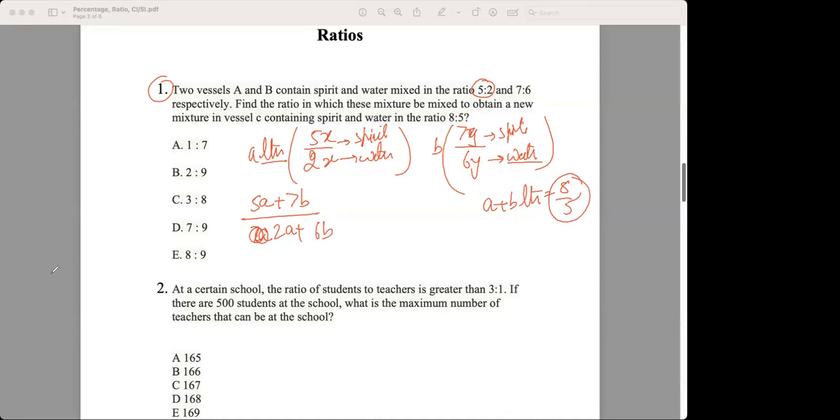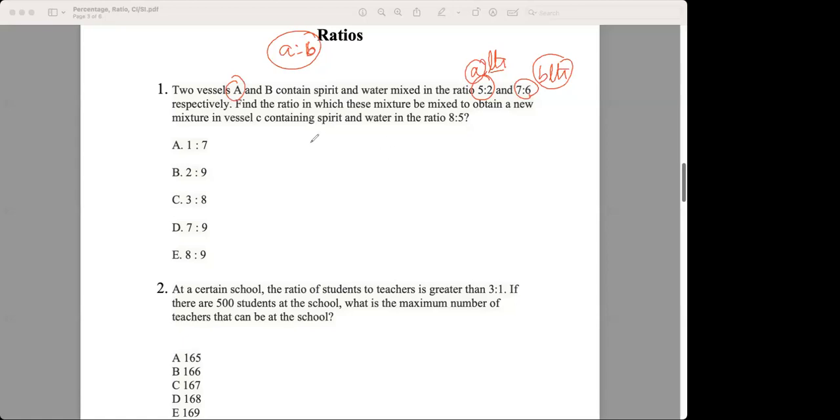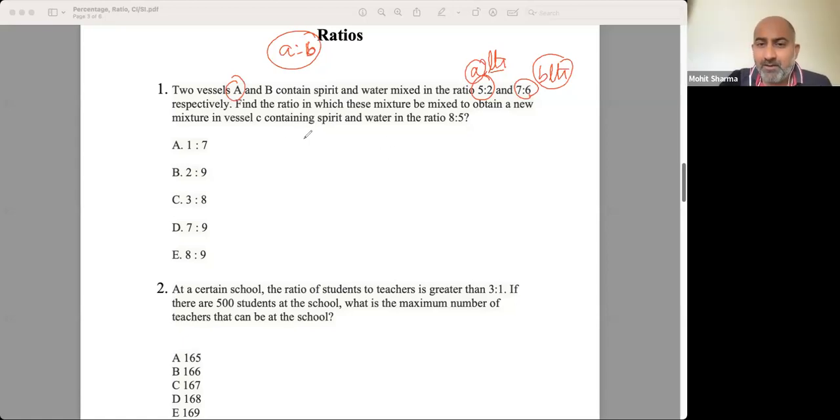Okay. So what I'm saying is, let's say A liters is total in vessel A, B liters total in vessel B. So A is to B is the ratio in which the quantity is there in these two vessels. Right? Yes, sir. Okay. So see, you pick just one thing, maybe. For example, you pick only spirit.